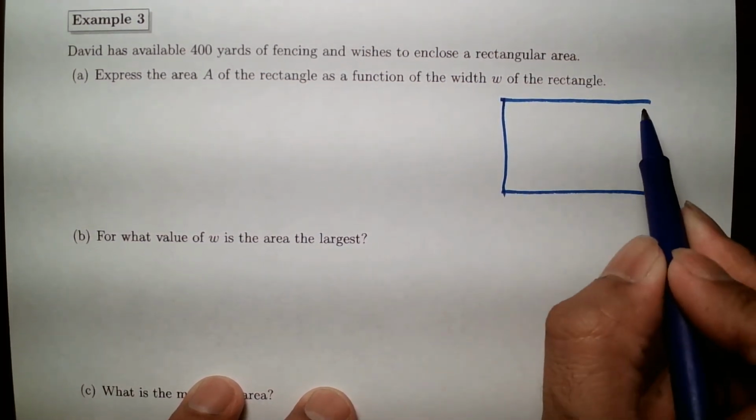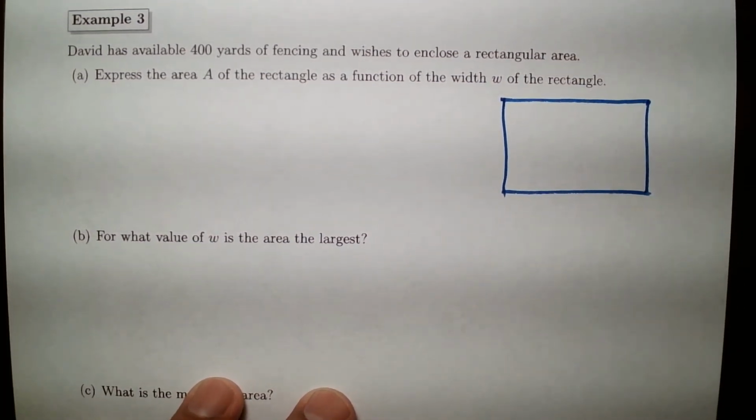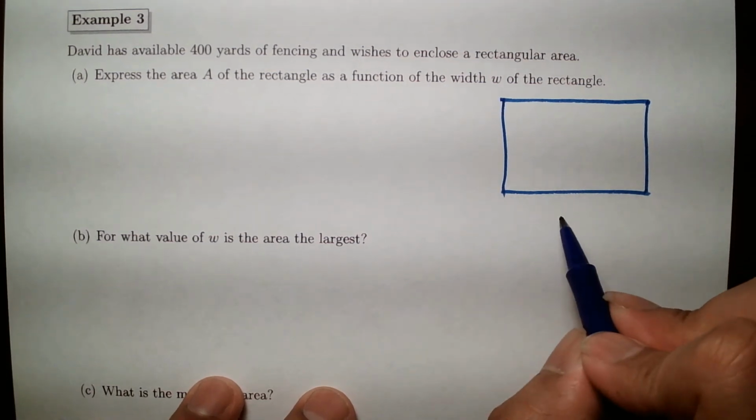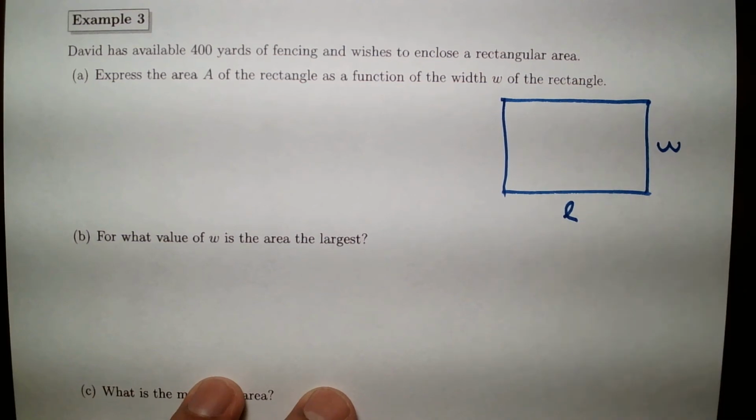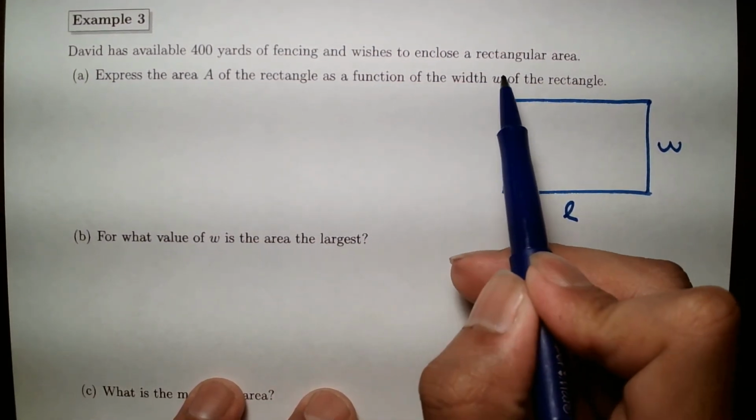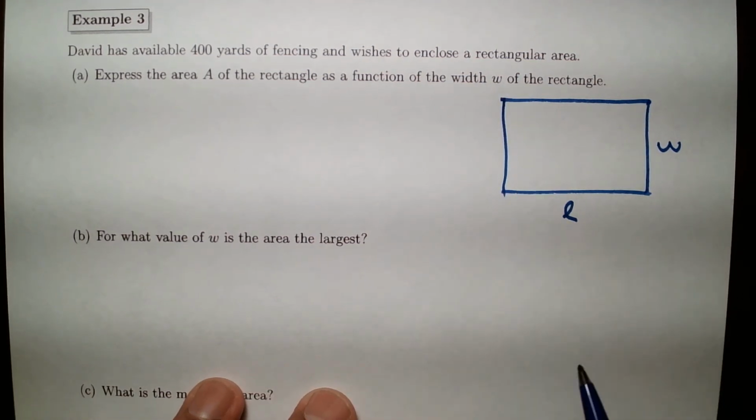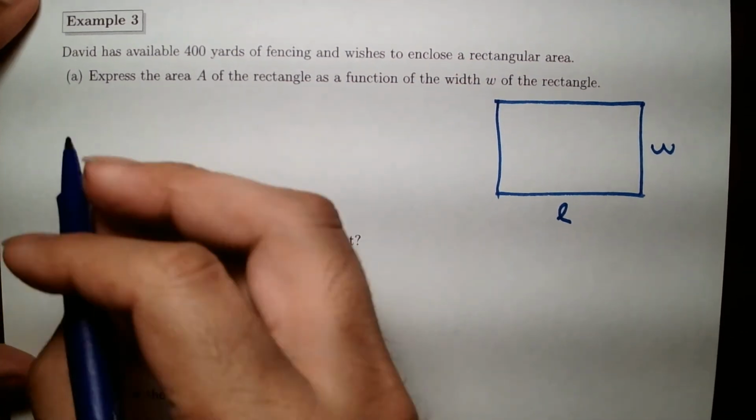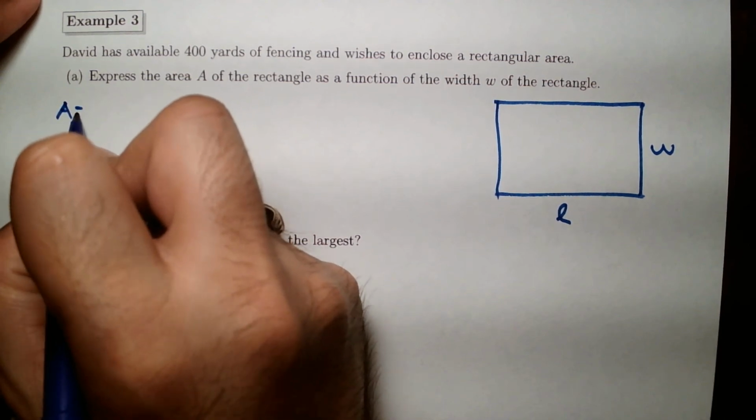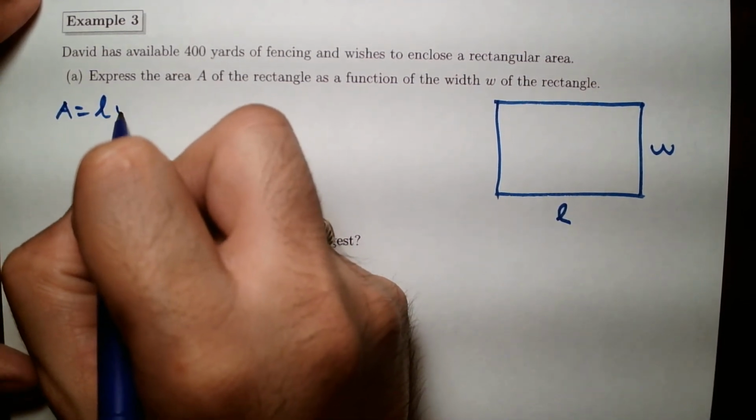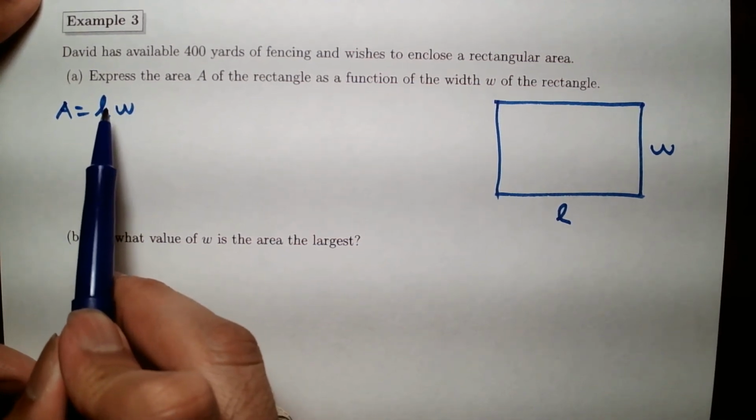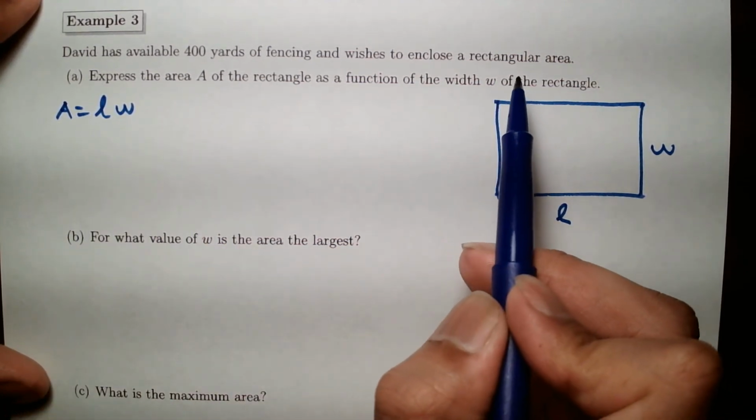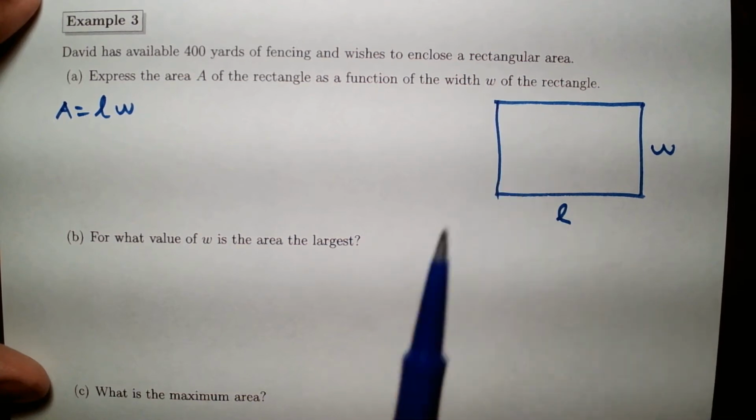a rectangle. All right, the rectangle has some length and some width. All right. So we need to express the area as a function of the width. Notice in this case, if we write down the area function, that's length times width. But wait a minute, this function has 2 variables. And they're asking us to write this in terms of one single variable.